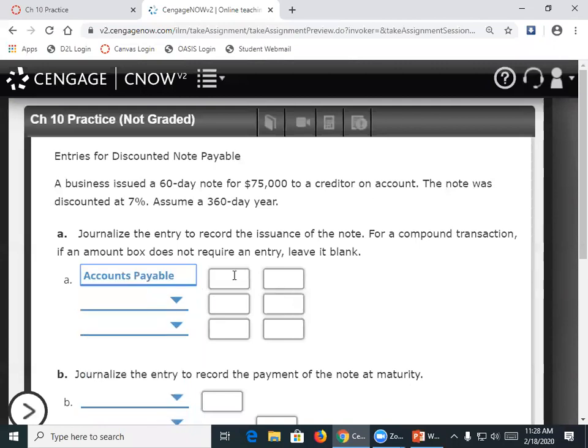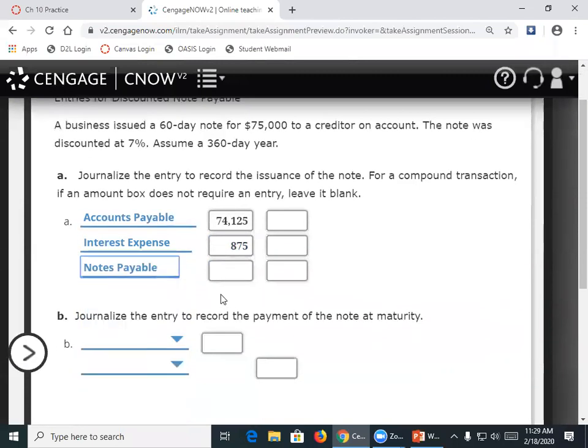That's going to be a debit to accounts payable. So accounts payable gets debited $74,125. Again, we're recognizing this interest when the note gets issued with a discounted note. So interest expense gets recognized for $875. And then the note payable, the face value is still the $75,000.